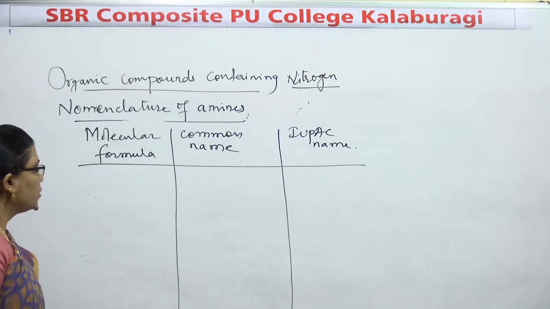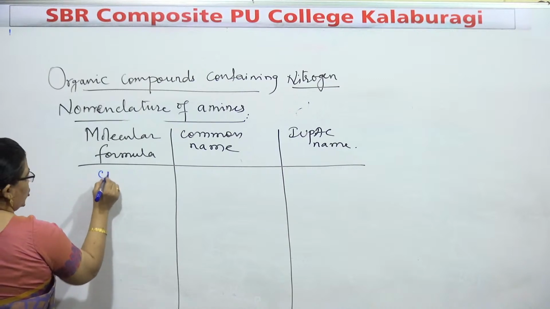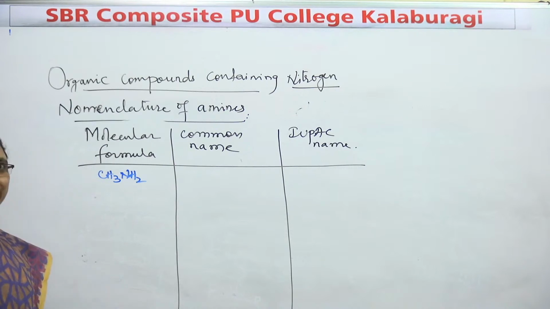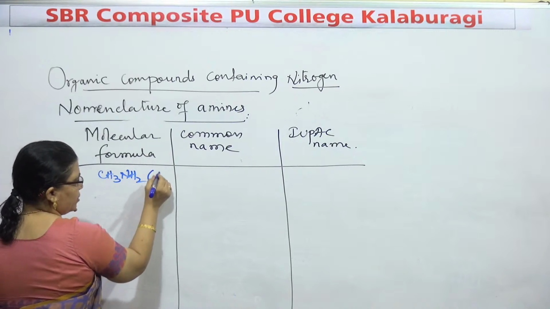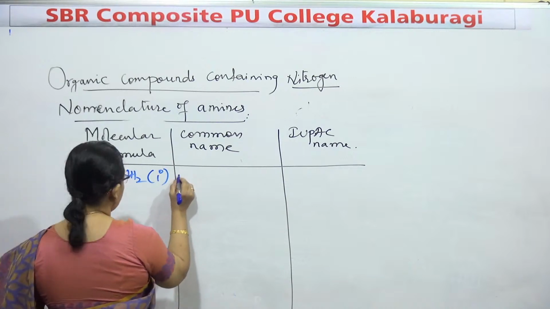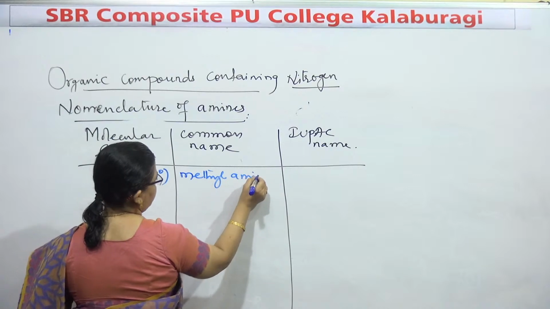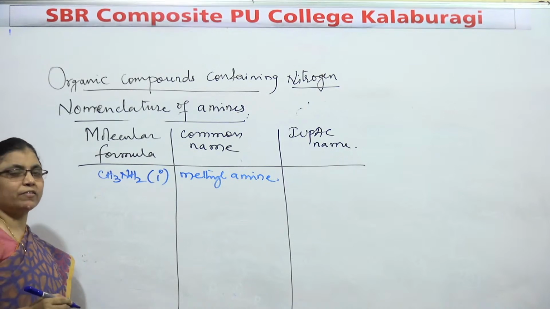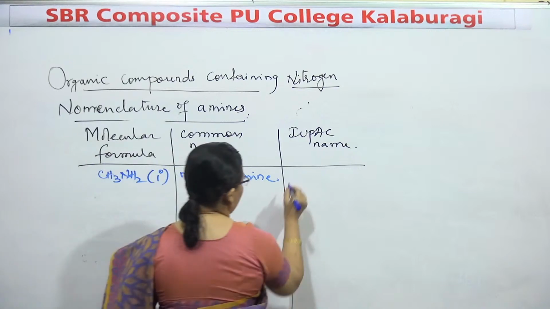Okay. If we are going to write the example, like CH3NH2, simultaneously we will write the class also: primary, secondary, and tertiary. This is methylamine, where the NH2 group comes under which class? Primary amine. According to the common system, they are called methylamine. And according to the IUPAC system, how can we call it? That is methanamine.